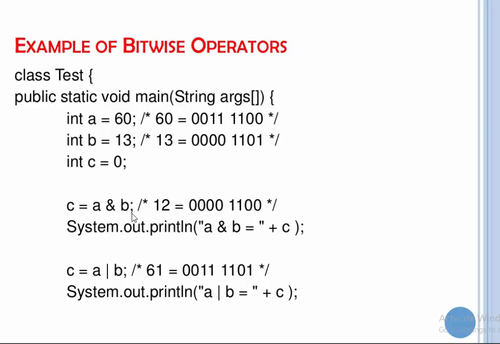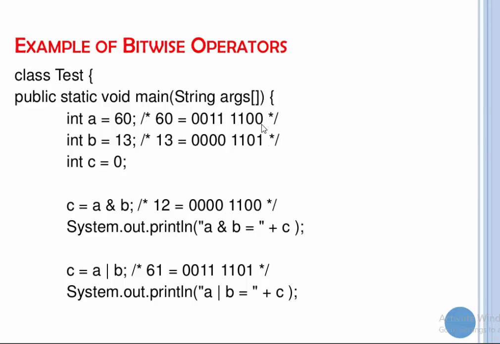In the next statement, I am performing a bitwise AND operation on variables A and B. See the result when this expression is evaluated. It will produce the result 12 and it will be stored back into the variable C. Why does the result of this expression come out as 12? Here we are performing a bitwise AND operator. If both the bits are 1, then the result is 1. If any one of them is 0, then the value is 0.